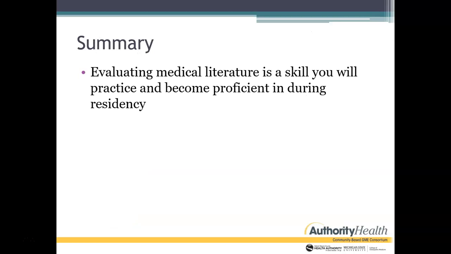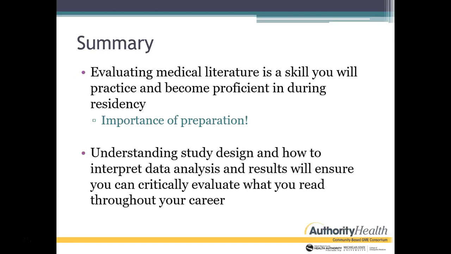All right, so in summary, evaluating medical literature is a skill you will practice and become proficient in during residency. And it's very, very important to prepare for journal club, whether you're presenting or you're just listening, because you have to know the material to get the most out of it, right? So understanding study design and how to interpret data analysis and results will ensure that you can critically evaluate what you read throughout your career. And that is the whole point of residency, learning what you need to know.